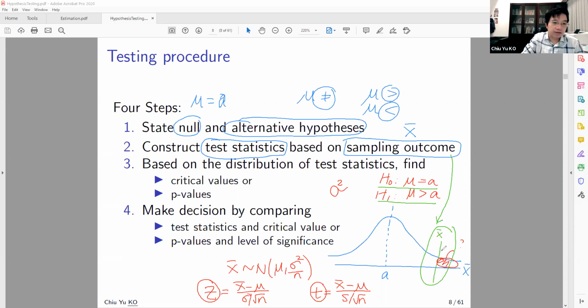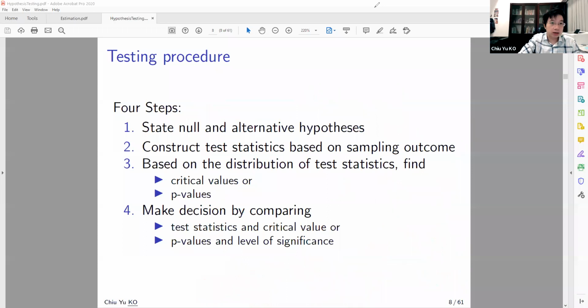And then we try to see if this is too small, and then we reject, okay? There are two ways to see it: either we use critical values or we use the p-value, which will become clear later. And we will make the decision based on comparing these. But let me go to the example, then you will see more clearly what we are actually doing, okay?